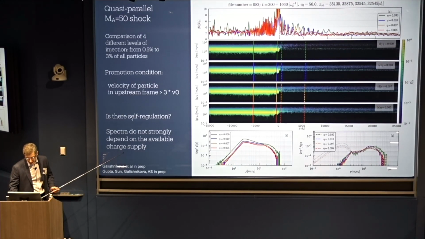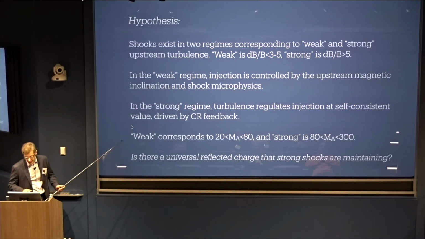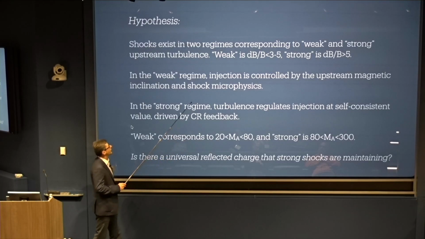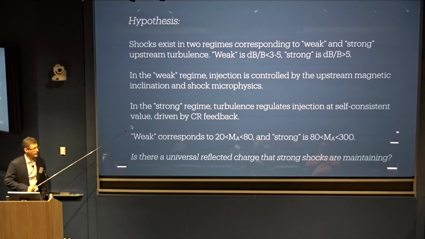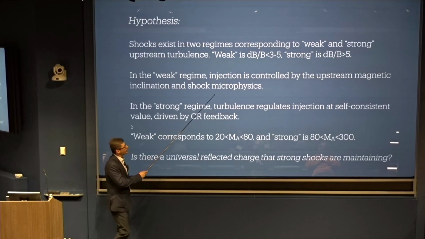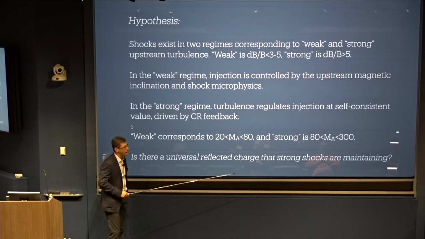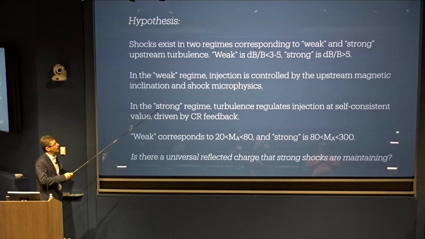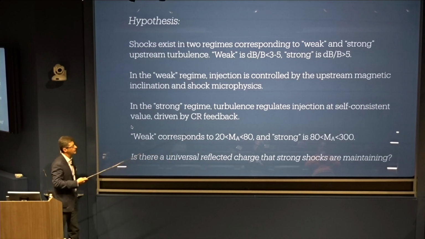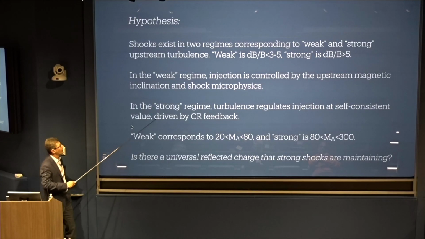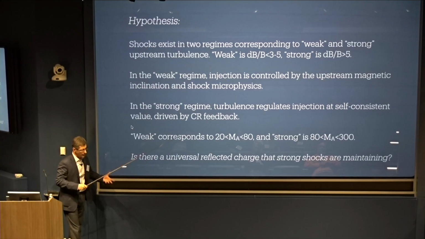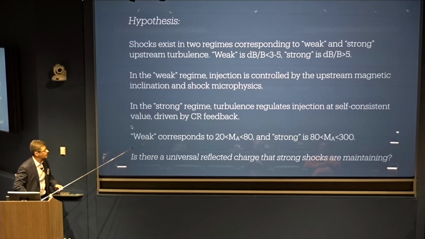So that means that perhaps there is a hypothesis here that there are two kinds of shocks. One type is what I would call the weak shocks, where the injection is controlled by the upstream magnetization. These shocks probably have smaller delta B over B in front of the shock, maybe Mach numbers below, say, 80 or something like this, maybe below 50. These shocks will be controlled by the inclination of the field.